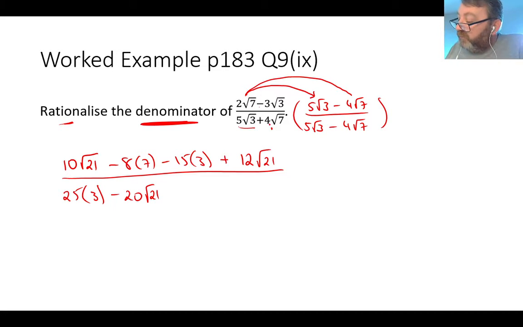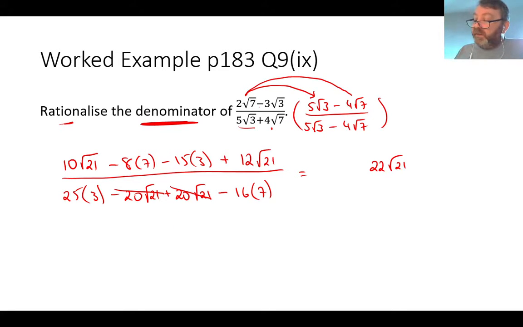Take the next one. 4 times root 7 by 5 root 3 becomes plus 4 fives, 20. Root 7 by root 3, root 21. And finally, 4 root 7 by minus 4 root 7 is minus 16. So 4 fours are 16 times root 7 by root 7, 7. And all you've got to do now is tidy up. But what you should notice immediately in your denominator is minus 20 root 21 and plus 20 root 21 cancel. Okay, what have I got on the top? I've got 10 root 21 and 12 root 21, which is 22 root 21.